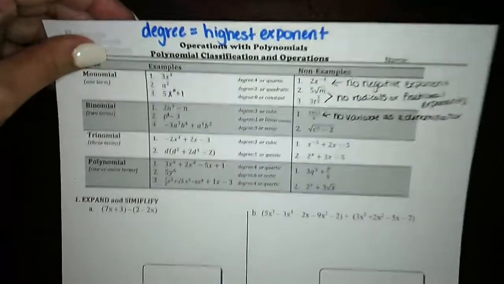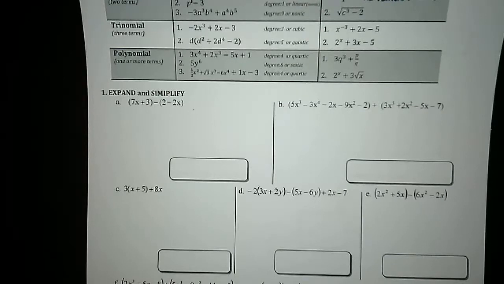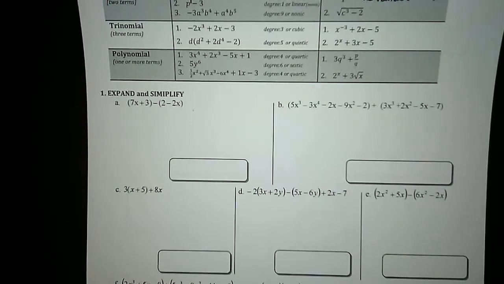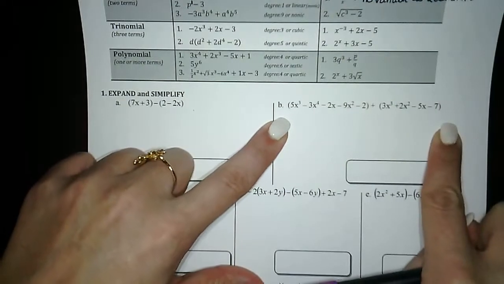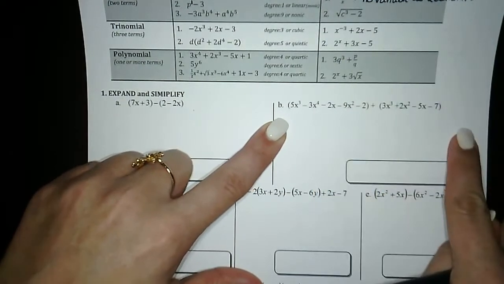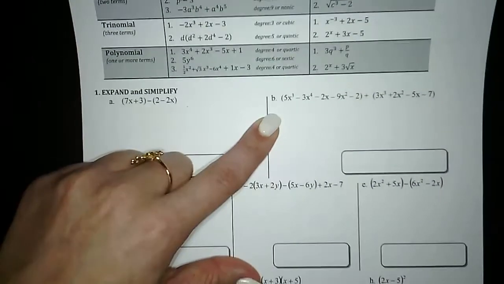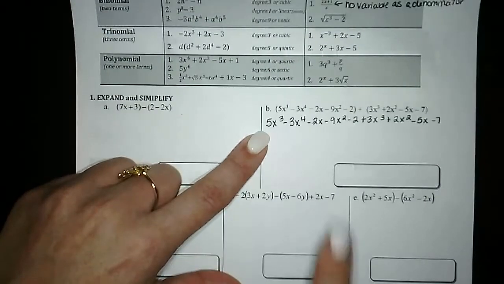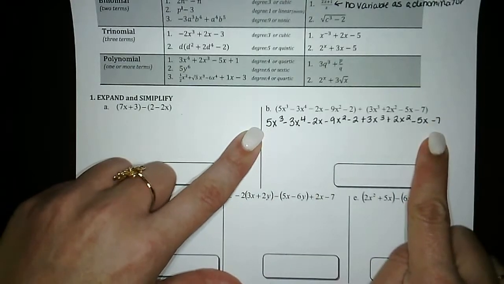Okay, so now getting into adding and subtracting polynomials. So it says expand and simplify, we're just adding and subtracting. So let's look at this first one. Actually, let's look at B first. So you're just adding. All you do is remove the parentheses and write this without the parentheses. So all I've done is rewritten this entire expression without the parentheses, and now you just combine like terms.